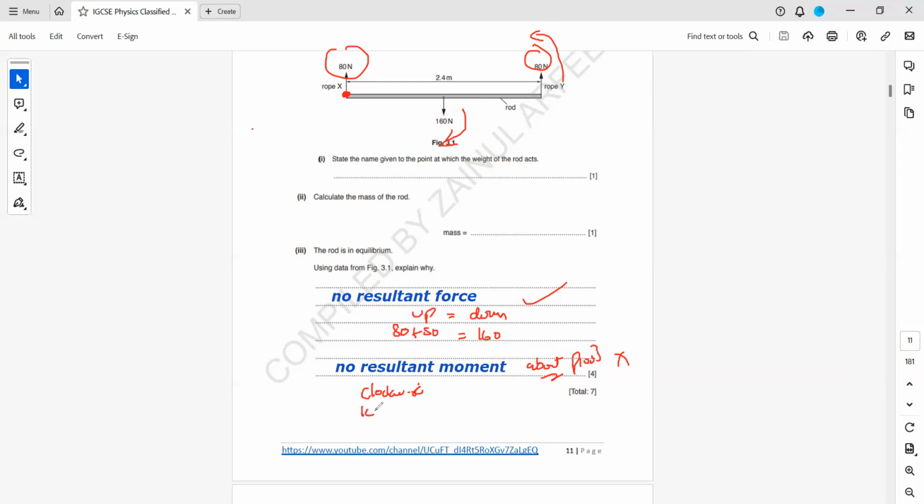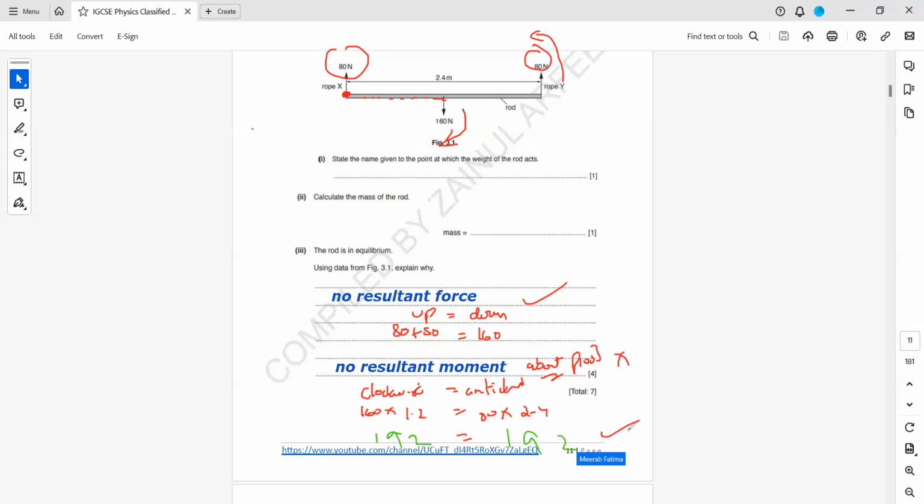So it will be 160, the force, multiplied by the distance from the pivot. The weight is acting at the center as it's a uniform rod. So it will be 160 multiplied by 1.2. And what about the anti-clockwise moment? The anti-clockwise moment is 80 and the distance from the pivot is 2.4. So 160 multiplied by 1.2 will be equal to 80 multiplied by 2.4. So 192 on the left and 192 on the right.